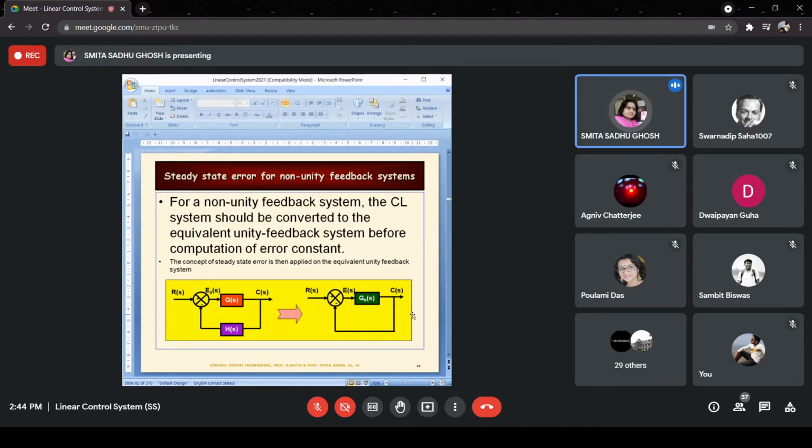Now, one thing you must have noticed, but in case you have overlooked, is that when we have defined the type of the system, basically what do we look at when we see what the type of the system is? Do we look at the overall transfer function of the system or do we look at something else? I'm sure you have noticed. Can you tell me what we look at when we are trying to see what the type of the system is? Which transfer function do we look at?